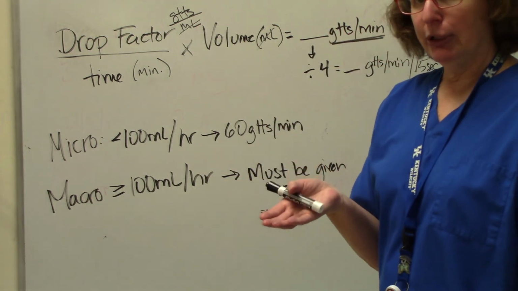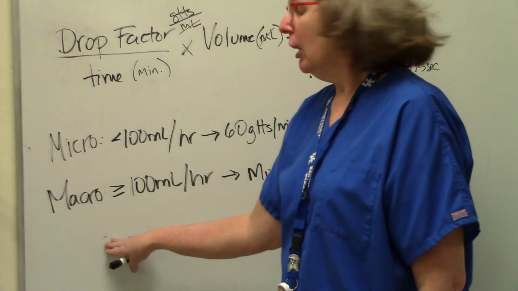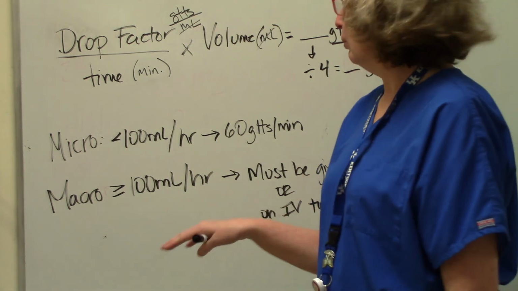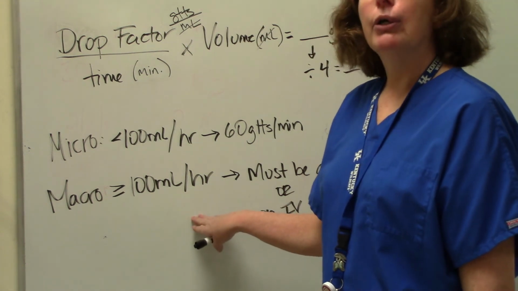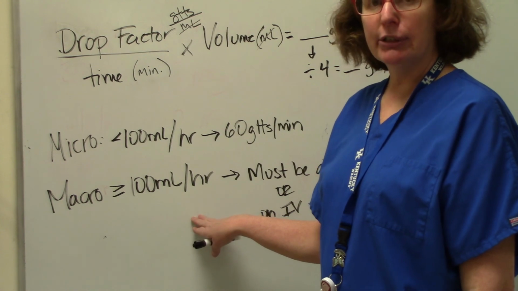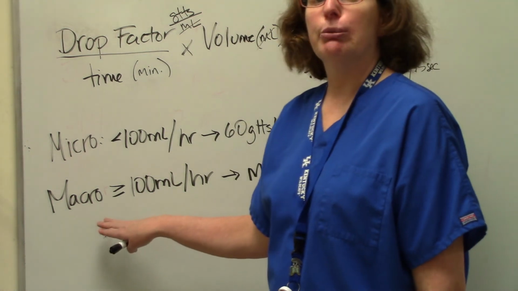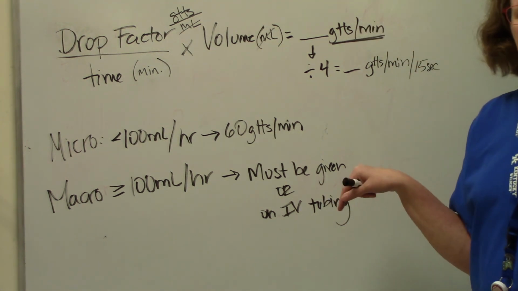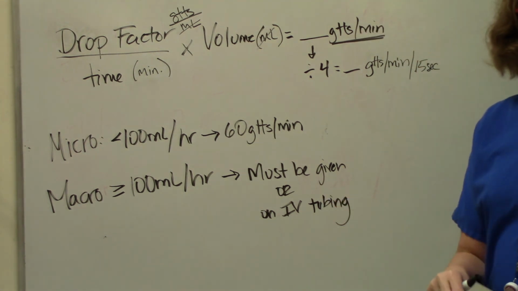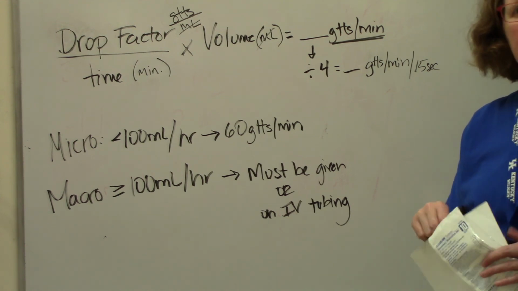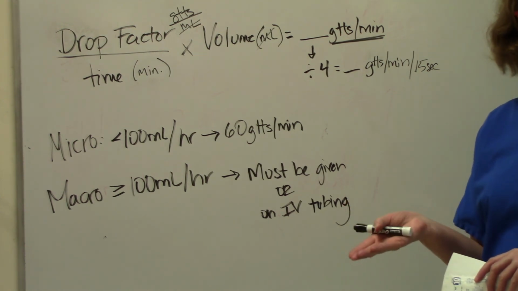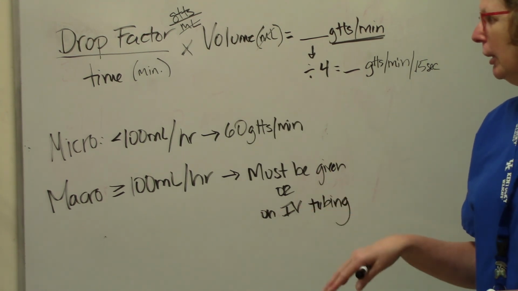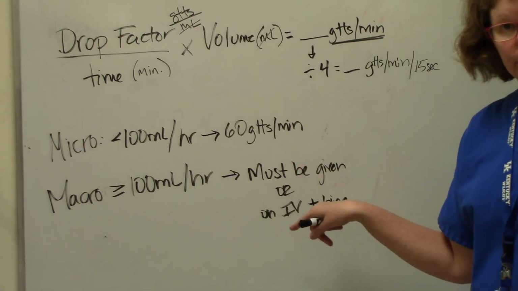The other type of tubing you'll hear about is macro tubing. So when you use macro tubing, your milliliters per hour to be infused will be 100 milliliters per hour or more. So if you're infusing 100 milliliters per hour or more, you're going to use your macro tubing. Now the thing about macro tubing is that it can be variable. So it will have to say on your package what your drop factor is, or on an exam they will have to give it to you, because it will not always be the same for macro. So keep that in mind as you're doing these problems and you hear these words.